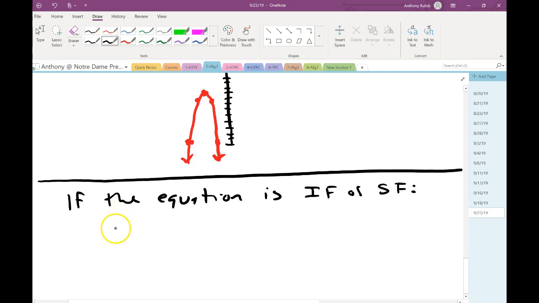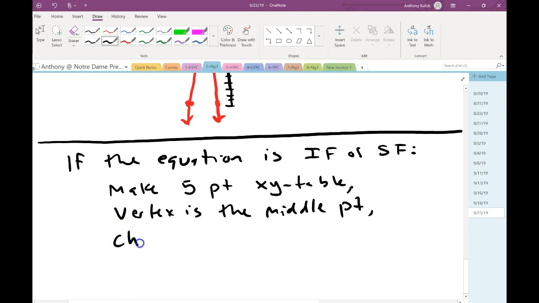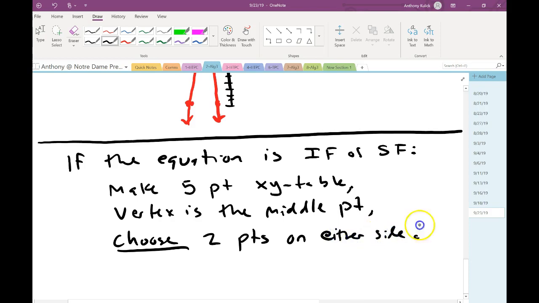What we're going to do is we're going to make a 5-point XY table. The vertex is the middle point in that table. And then we're going to choose 2 points on either side of the vertex.